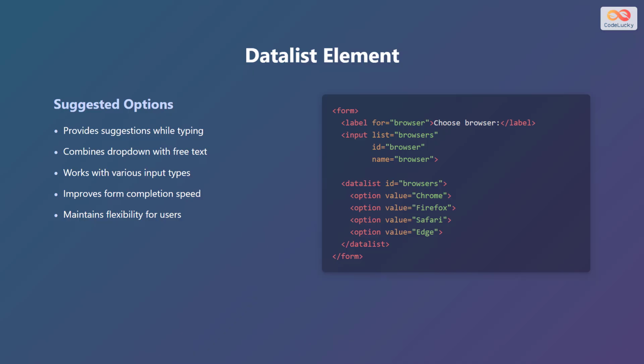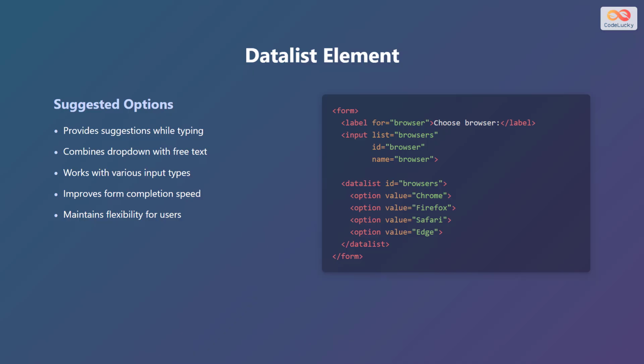The HTML5 Datalist Element provides a set of suggested options while the user is typing into an input field. It combines the functionality of a drop-down list with a free text input, allowing users to either select from predefined options or enter their own values. The Datalist element works with various input types and improves form completion speed while maintaining flexibility.